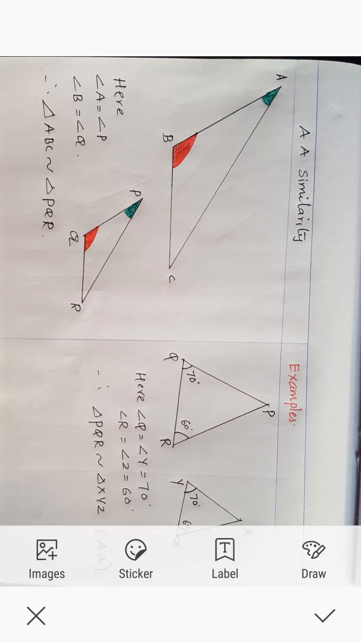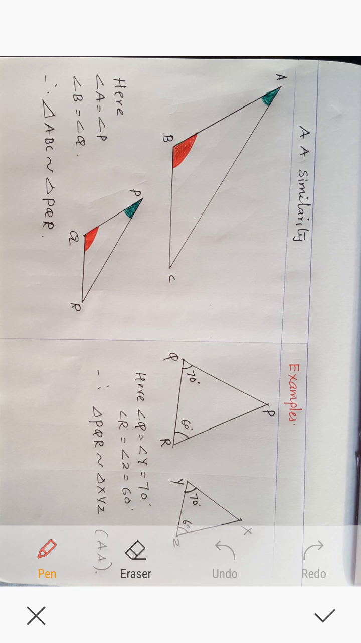Okay. So remember, if you are able to prove two triangles similar by AA similarity, then automatically, being the corresponding angles of the similar triangles, the third angle will be equal, and moreover the corresponding sides will be proportional. See an example.